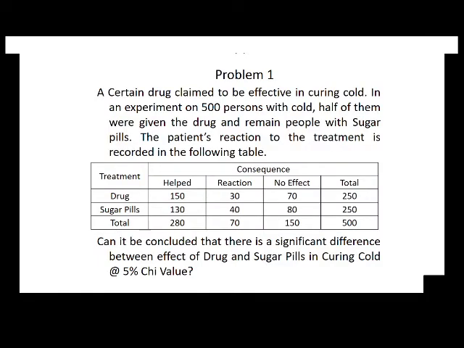I will explain a particular problem regarding the Chi-square test here. A certain drug is claimed to be effective in curing cold. In an experiment of 500 persons with cold, half of them were given the drug and the remaining people were given sugar pills. The patients' reaction to the treatment is recorded in the following table: treatments, drugs, sugar pills and total; helped, no effect and total. Can it be concluded that there is a significant difference between the effect of drug and sugar pills in curing cold at 5% level?